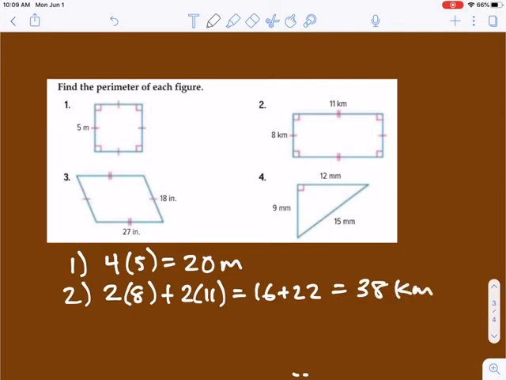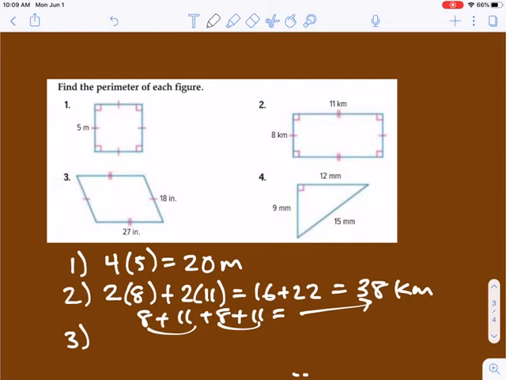All right, now if you wanted to do that like 8 plus 11 plus 8 plus 11, hey, that works too. All right, and you can do 19 plus 19, and you get to the same place. I don't really mind how you do it, just as long as you get the right answer.